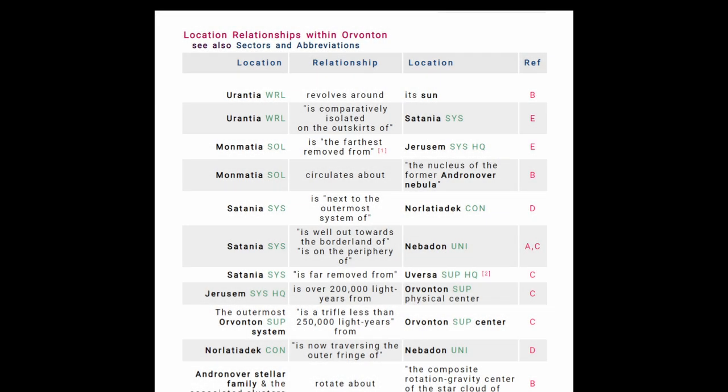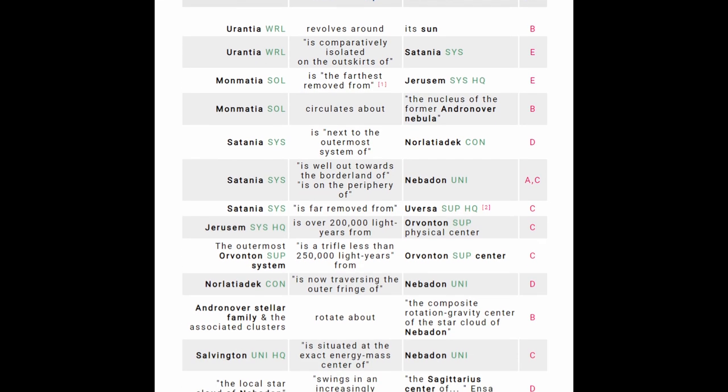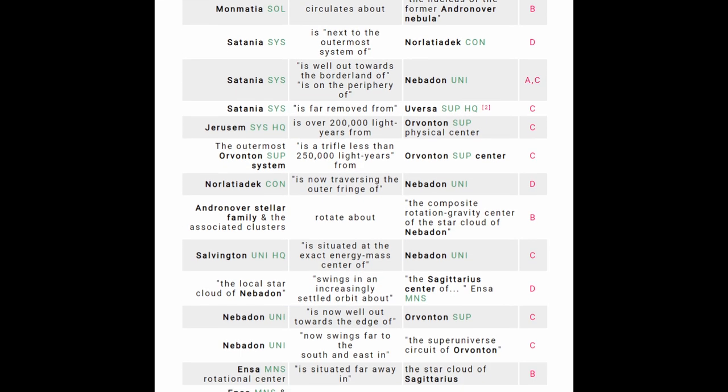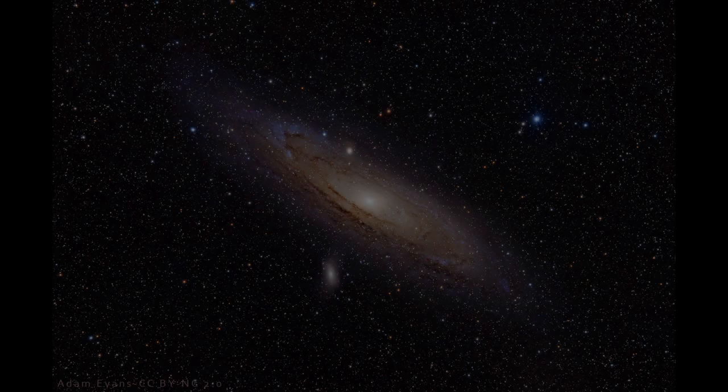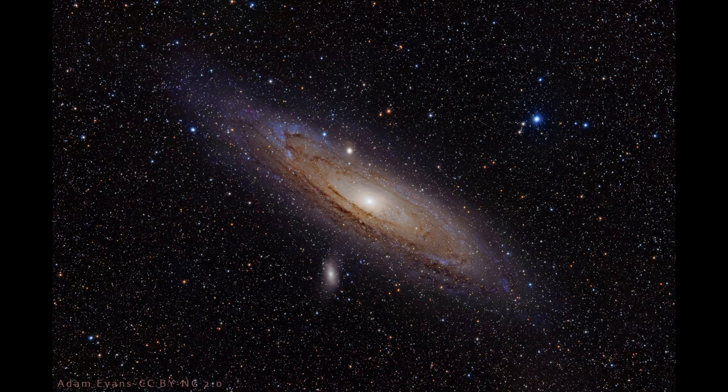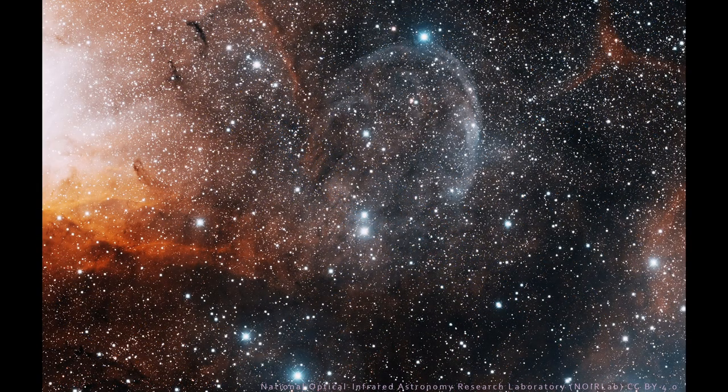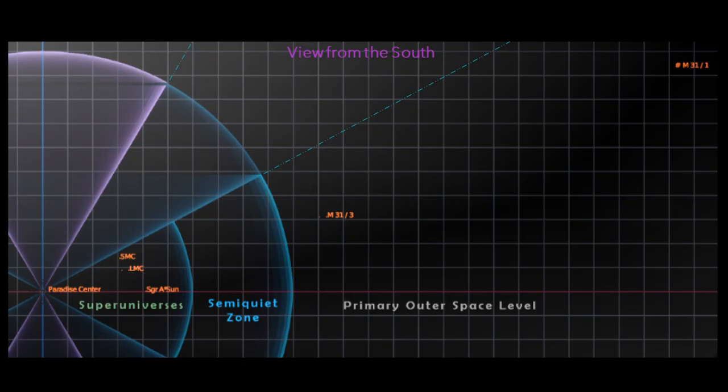For all of its object placements, the Master Universe Model uses specific information given in the book, as well as information reasonably surmised. To explain polar reversal, we examine Andromeda, or M31, and the Cygnus star-forming region. The intriguing topic of Andromeda's distance will not be covered here. However, revealed evidence allows the model to place Andromeda in the primary outer space level.